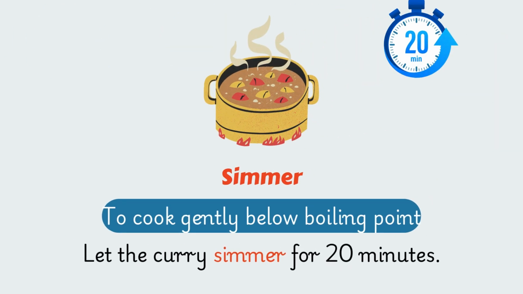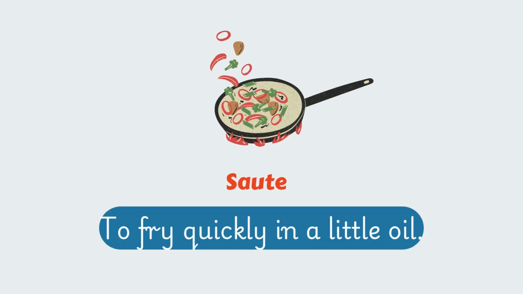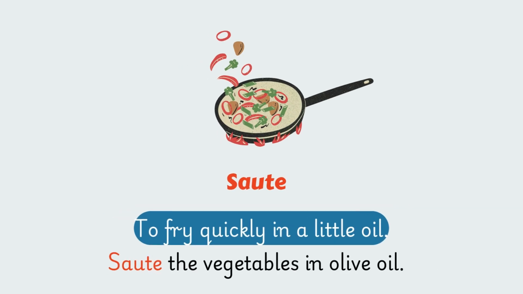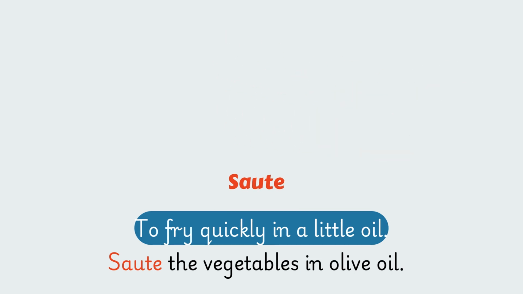Simmer, meaning to cook gently below boiling point. For example, let the curry simmer for 20 minutes. Sauté, meaning to fry quickly in a little oil. For example, sauté the vegetables in olive oil.